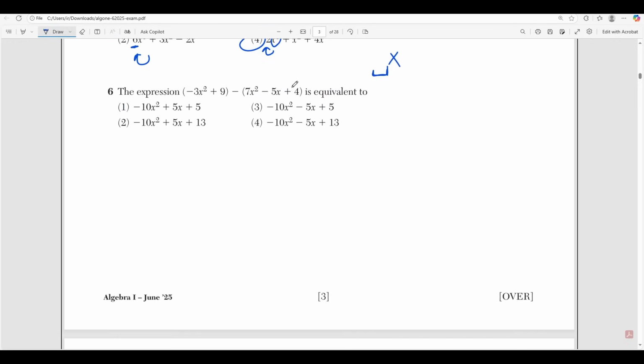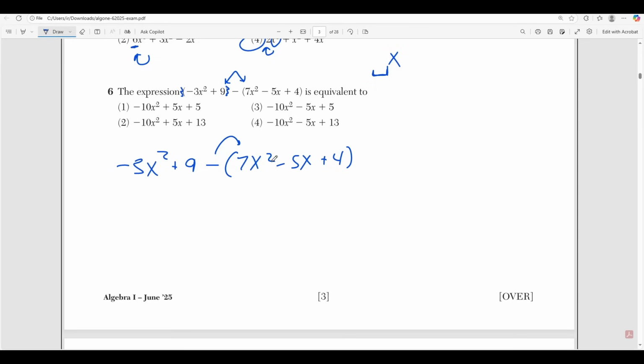Number 6 wants us to find what this expression is equivalent to. So the way we'll have to do this is by combining like terms. Okay, so I have negative 3x squared plus 9 minus, in parentheses, 7x squared minus 5x plus 4. Now notice here that there's a minus symbol in front of the parentheses. That means that I can't magically get rid of them like I did over here. The reason why I got rid of these parentheses is because there was no sign in front of them.